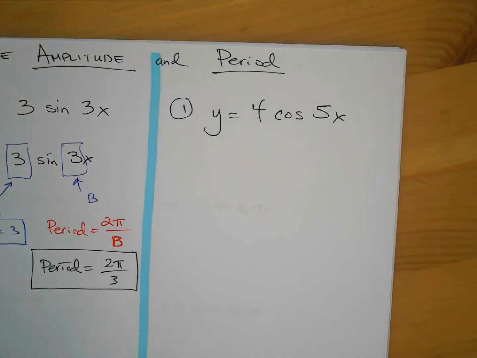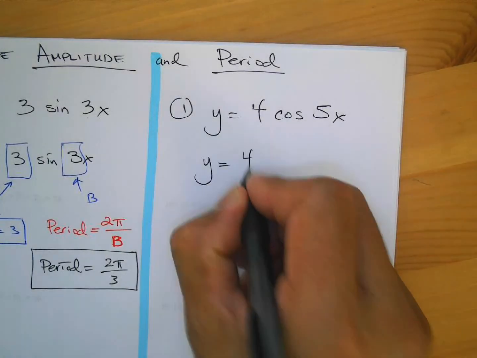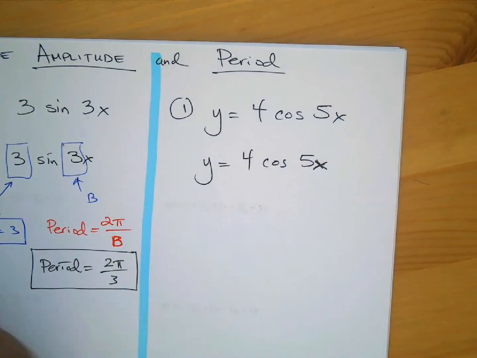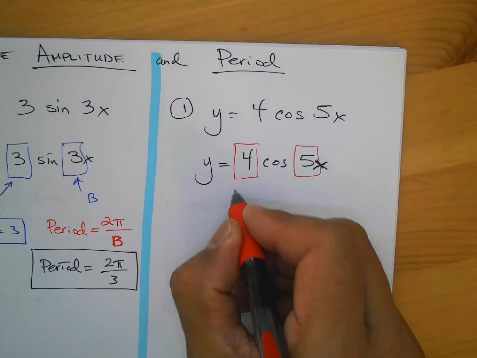Okay. Cosine. We got y is equal to 4 cosine 5x. This is my A and this is my B.